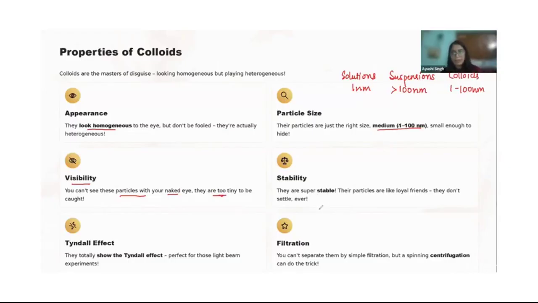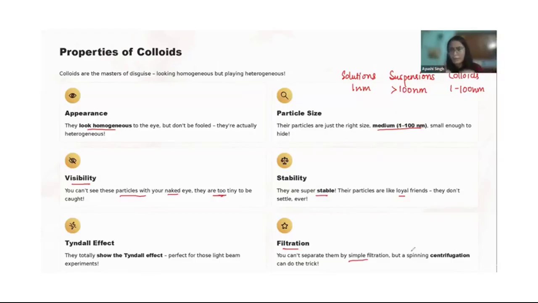They are not going to settle, right? And again, if you mix it, they are not going to separate. They are just uniformly staying there. Their particles are loyal friends. They do not settle ever. Now, filtration. You can't separate them by simple filtration.